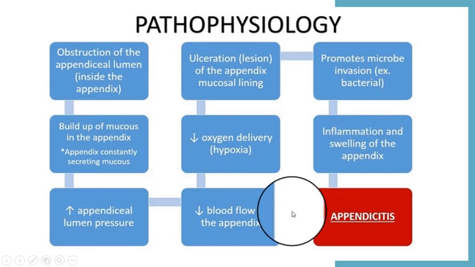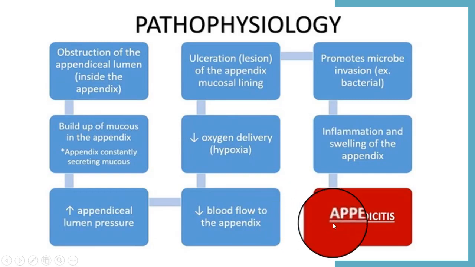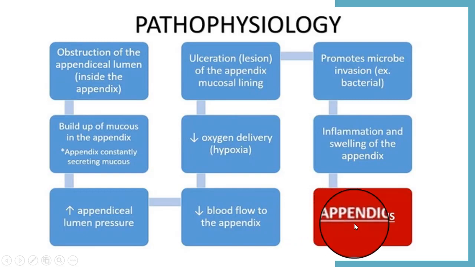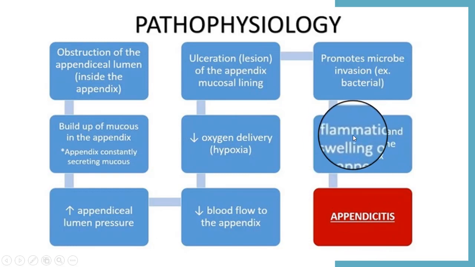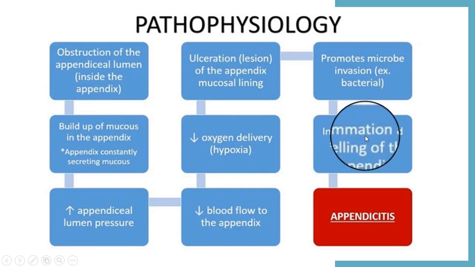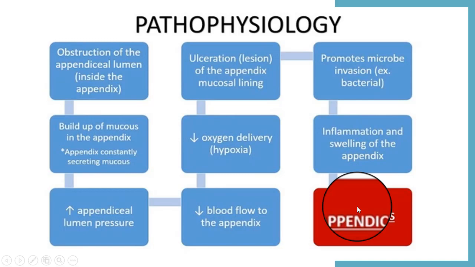Once the appendix perforates, bacteria and inflammatory cells are released into the surrounding structures. This then causes inflammation of the peritoneum, and the child develops peritonitis, which causes diffuse abdominal pain. So this is the basic pathophysiology and pathogenesis of appendicitis.